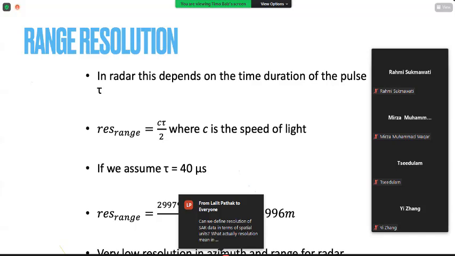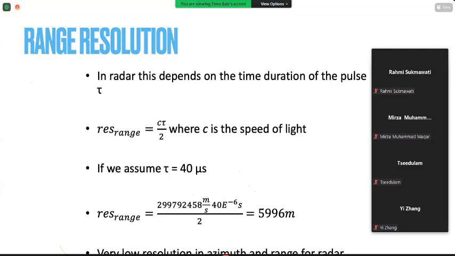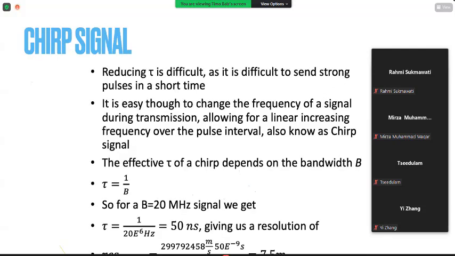That cannot be the whole story, because otherwise, with resolutions of 4 kilometers by 6 kilometers, that would not be very nice. So how can we improve that? Now, in range direction, we need to reduce the tau, that signal pulse time, the signal duration. But it's very difficult to do that while also sending a strong signal. Technically, it's very difficult to send a strong signal just for a very short pulse time.